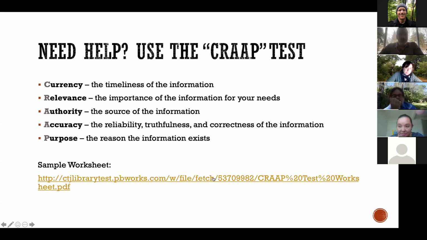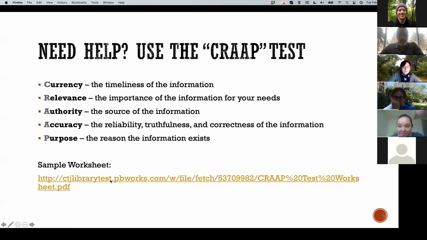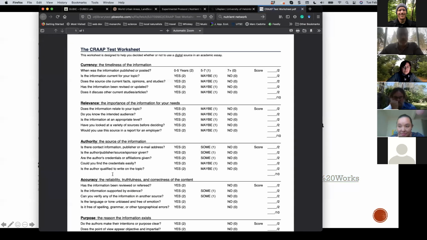You also want to assess the accuracy, so the reliability, truthfulness, correctness of the information. So if it seems like something's wonky in the study or they have a sample size of 1, maybe you want to score a low accuracy. And you also want to assess the purpose. So I'm just going to click on this link here to open the CRAP test.